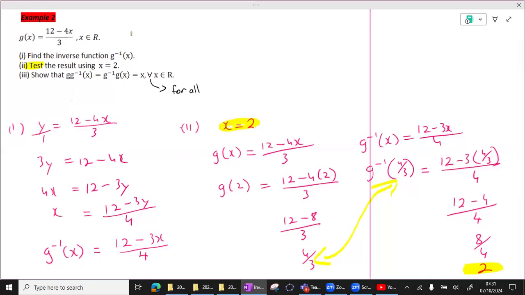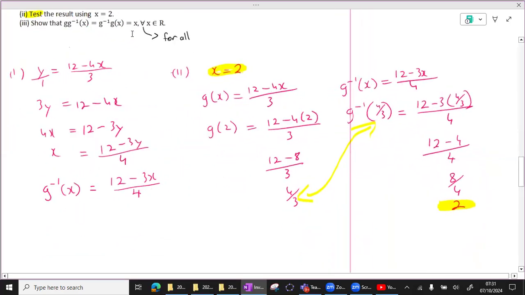So if it just gave you an inverse and said, check if this is the inverse, that's how you would check it. You would put in an input, you would then put the answer into the inverse and see if it gives you back the original input. And then on that note, how do we do the next bit?